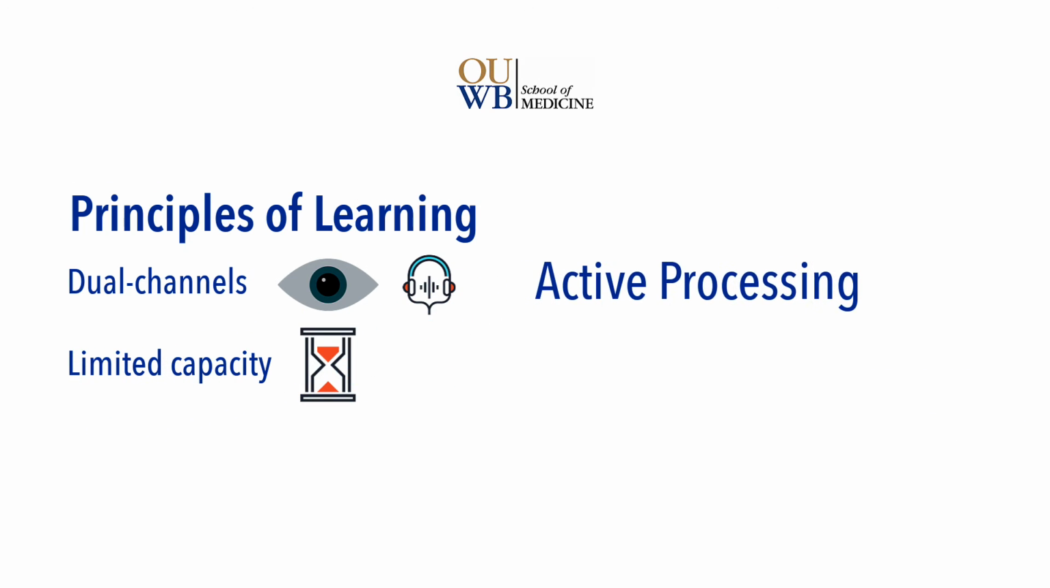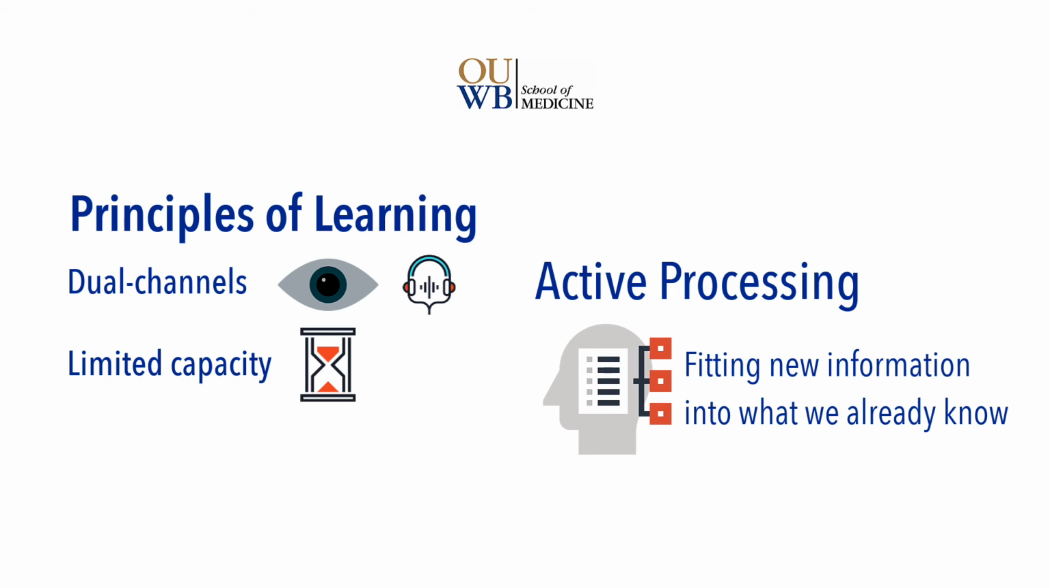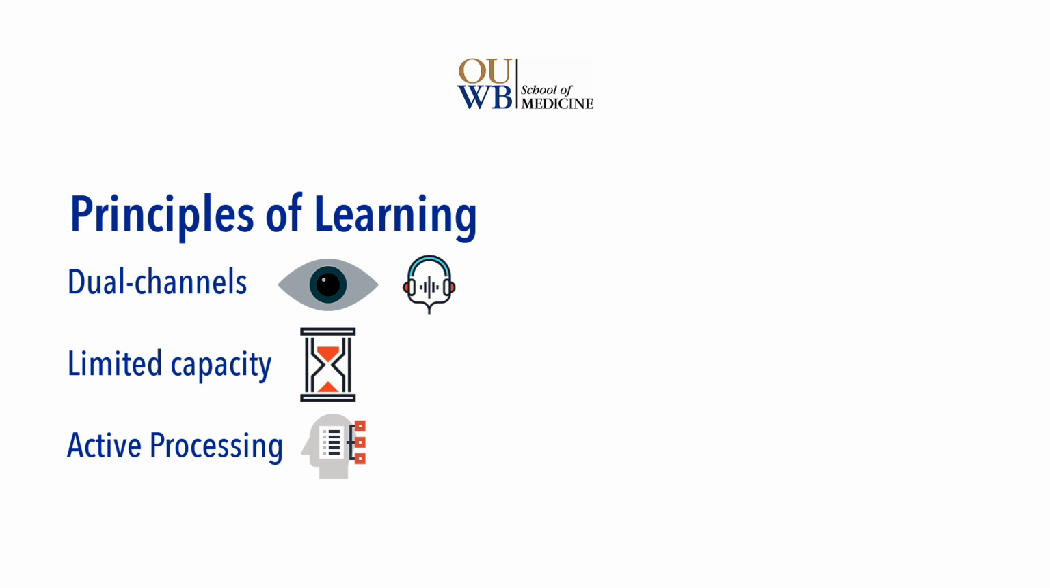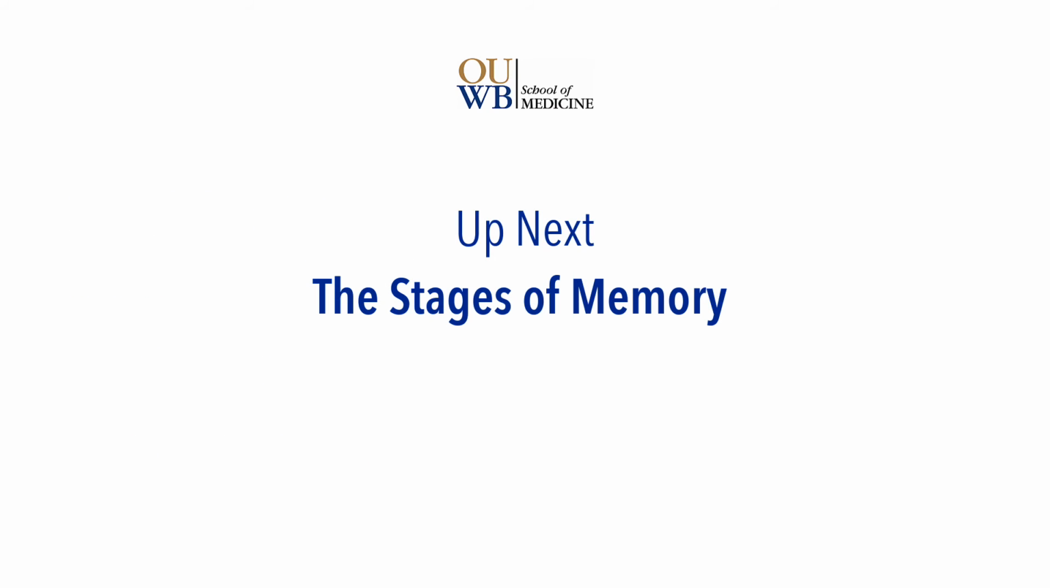Finally, after learners have selected the appropriate information to pay attention to and organized it into a coherent mental representation, the principle of active processing relates to how new information is ultimately incorporated with what we already know. This results in encoding, where new information passes into long-term memory and can be later recalled and further expanded upon as needed. In our next video, we'll do a deeper dive into the stages of memory involved in the learning process, before we transition to strategies aimed at maximizing the potential for learning.